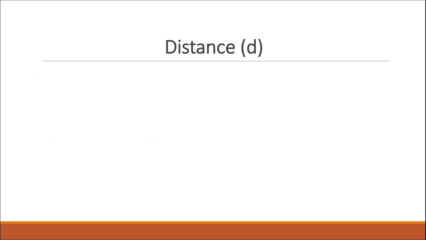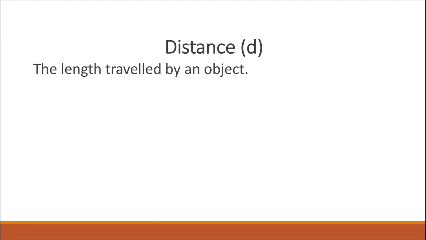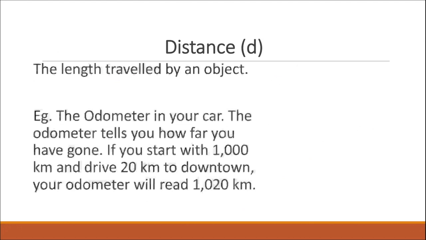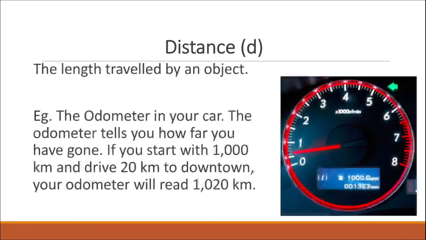Our next value is the distance, designated by the symbol D. The distance is simply how far an object travels, or the length of distance traveled by an object. An example of distance is the odometer in your car. The odometer tells you how far you have traveled. In this example, the odometer is at the bottom of the speedometer. The number down here, 1,353 miles, tells you this car has traveled 1,353 miles. Notice in this example, there is no direction in the odometer, so distance is a scalar.